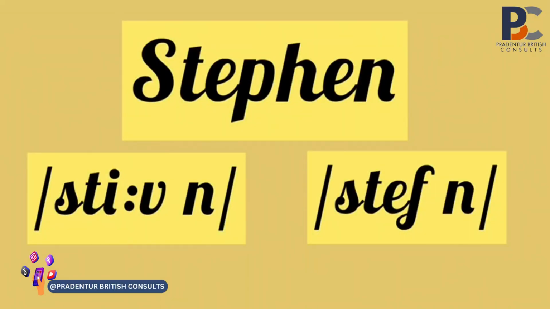The last word is this. This word is tricky because it has two pronunciations. The first pronunciation is Stephen, Stephen, or Stephen, Stephen. But the first pronunciation, which is Stephen, is the most common Anglophone pronunciation.